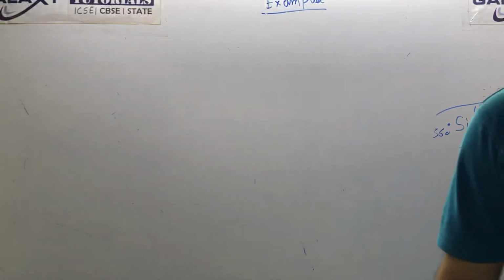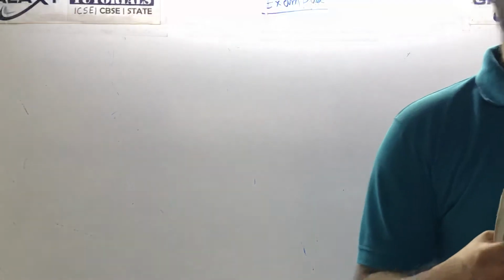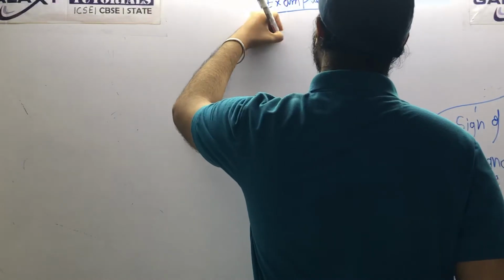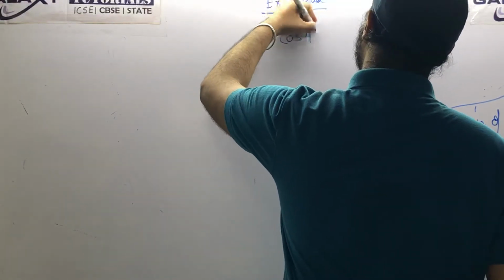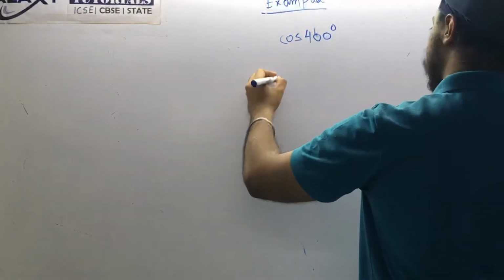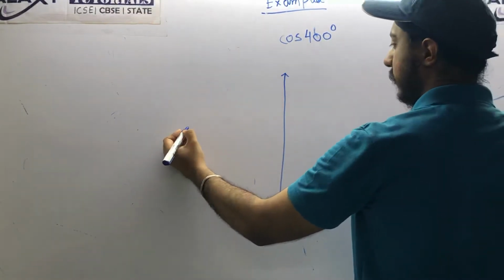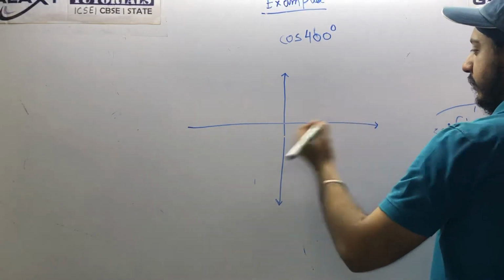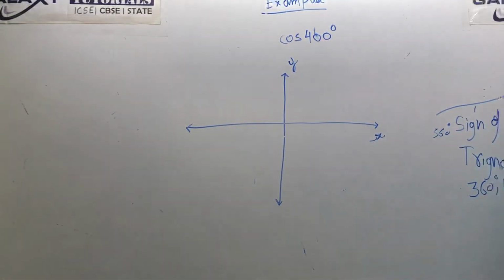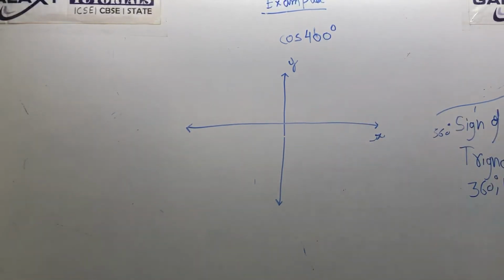Next case, let us see. Next is find the sign of cos 400. You will make just one rough diagram, but you have to find approximately, when you make the diagram, in which quadrant 400 degrees will lie. So let's see this.